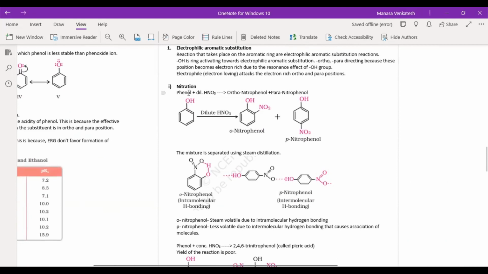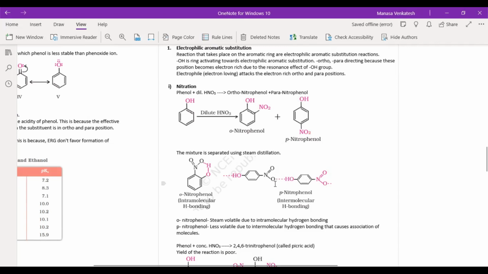First, phenol reacts with dilute HNO3 to give us orthonitrophenol and paranitrophenol. In case of orthonitrophenol, it has intramolecular hydrogen bonding, because of the oxygen of the nitro group and the hydrogen of the OH group. Whereas paranitrophenol has intermolecular hydrogen bonding between 2 different molecules of the same compound.